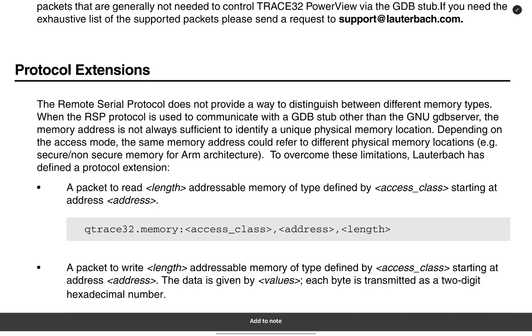Protocol extension. The Remote Serial Protocol does not provide a way to distinguish between the different memory types. When the RSP protocol is used to communicate with a GDB stub other than a GNU GDB server, the memory address is not always sufficient to identify a unique physical memory location. Depending on the access mode, the same memory address could refer to different physical memory locations, for example, secure and non-secure memory for the ARM architecture.